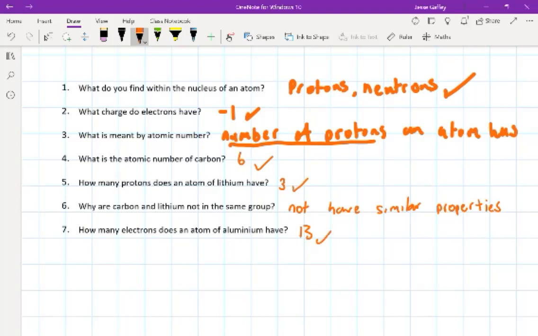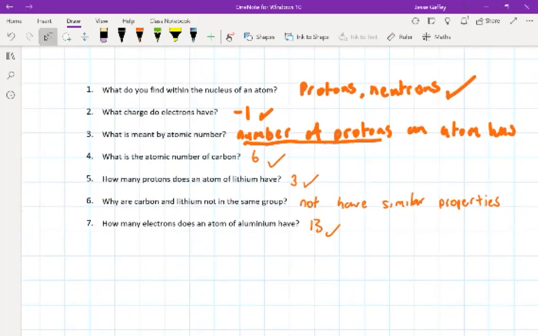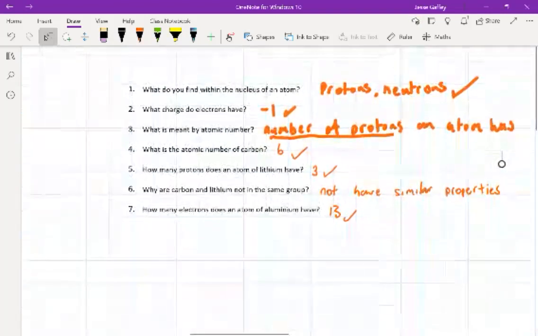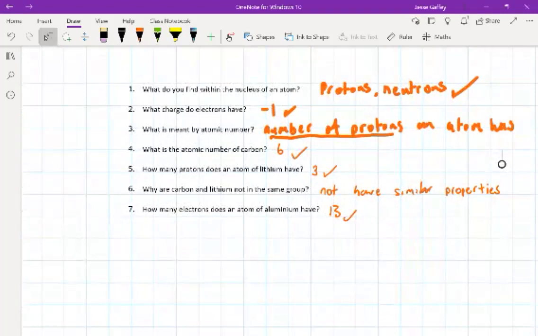If you said 27, then again, you are looking at the wrong number. If you said 14, then you're doing it wrong. You're taking the atomic number from the mass number, and that will give you the number of neutrons, not the number of electrons. So hopefully we're clear on those rules that we learned the last day.